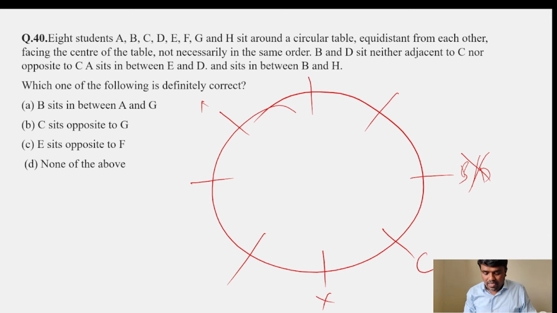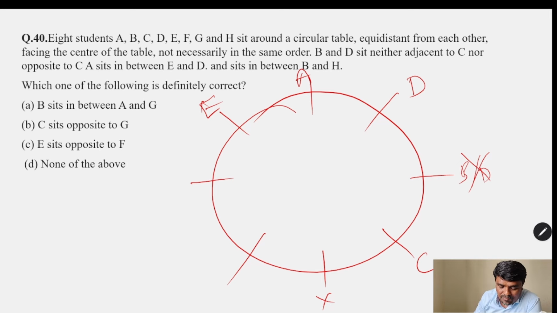A sits between E and D. No place is confirmed. What do I do? Let me write a possibility. It's only a possibility, not sure. If D is here — anyway, I know D will not come in those three places, so D is anywhere other than those. A is between E and D.